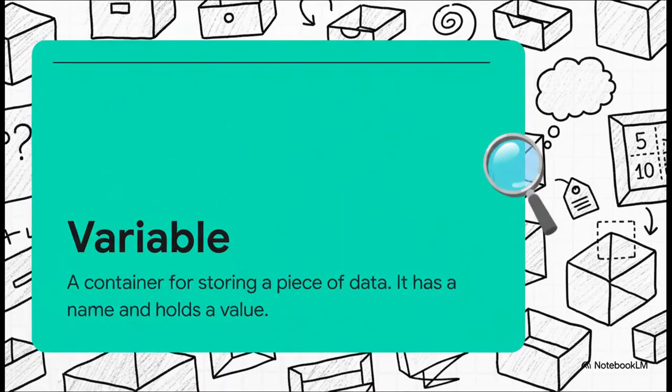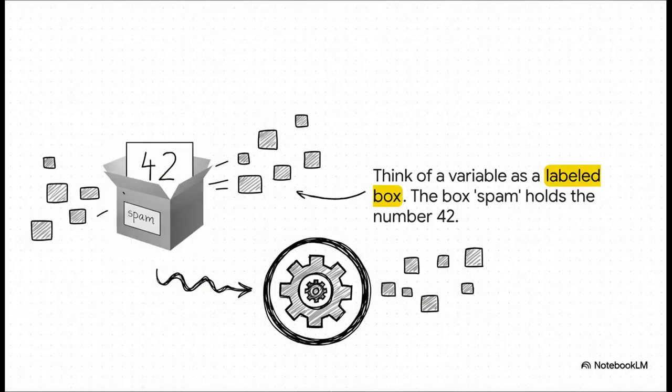So what's the big idea here? A variable is really just a storage spot in the computer's memory that we give a name to. Think of it like a placeholder for a piece of information that might need to change later on. The best way to picture this is with a simple cardboard box. We grab a marker, and on the outside we write a label. In this case, the word spam. Then, inside that box we put a piece of data, like the number 42. Now, whenever our code needs that number, it just looks for the box labeled spam.